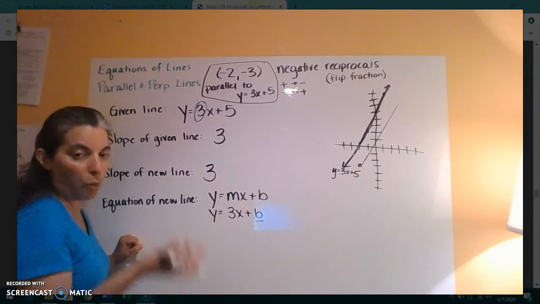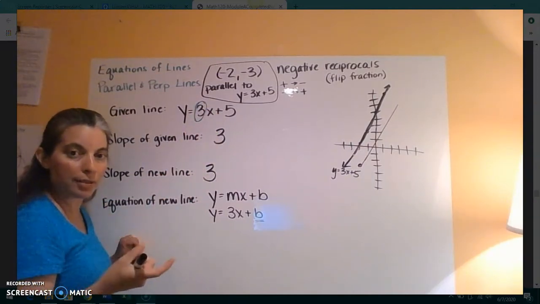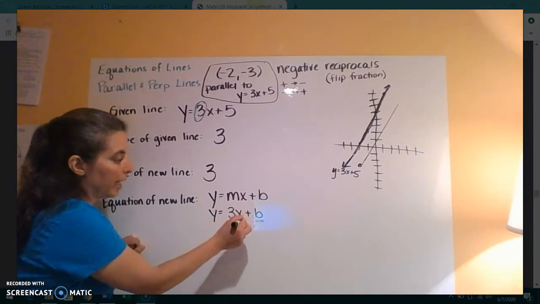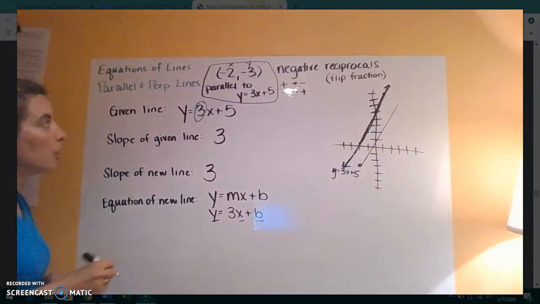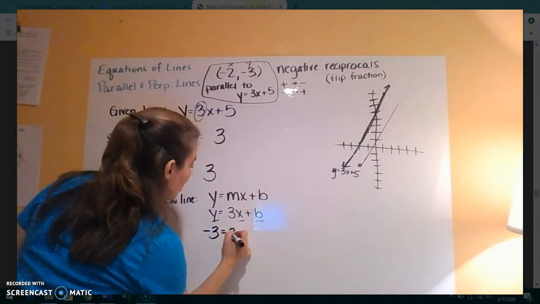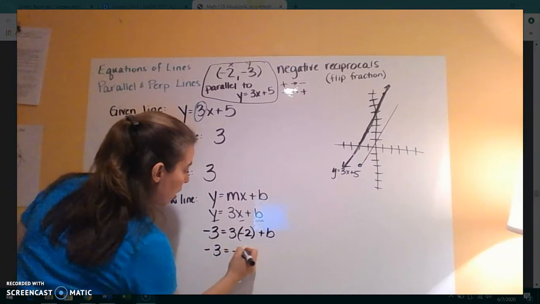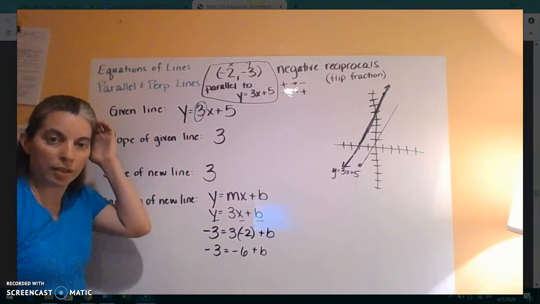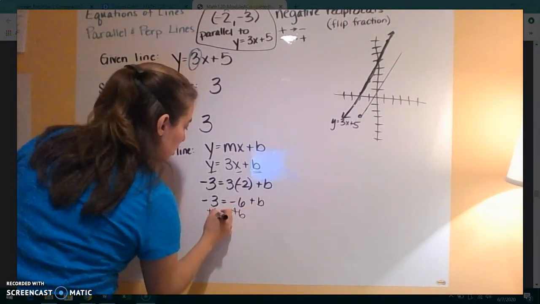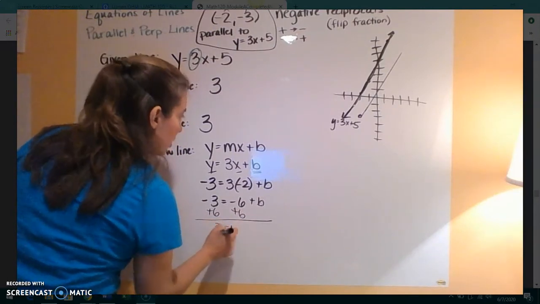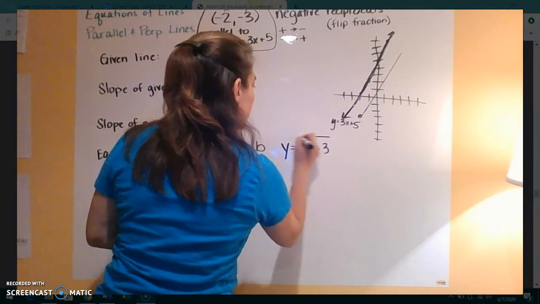Well, think back to what we did before. Once we have slope, no matter how we get it, whether we get it from a given line or from 2 points, I can plug in x and y and solve for b. I have an x and a y. That's my point. So I plug in -3 for y and -2 for x. Then the only unknown I have is b. So now I can go ahead and solve for b. b = 3. So y = 3x + 3.